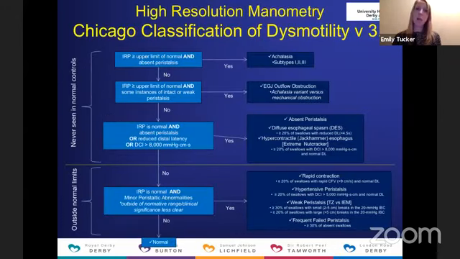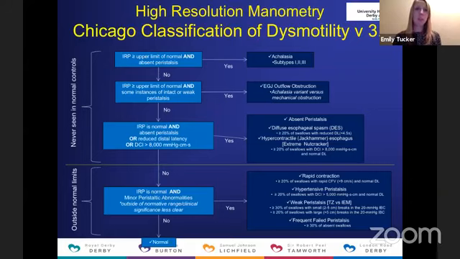So what I'll talk about now is our classification system. So the Chicago classification of dysmotility is what we use. It's currently on version 3, although version 4 is in progress. I'm not sure when that will be coming. And we'll just talk about things a little bit more in detail because it comes into play quite importantly when you are looking at interpreting the information that you're getting on the basis of symptoms.